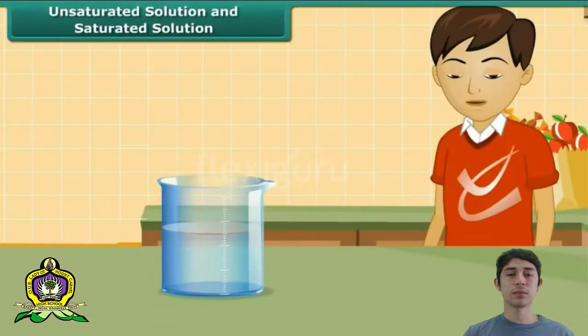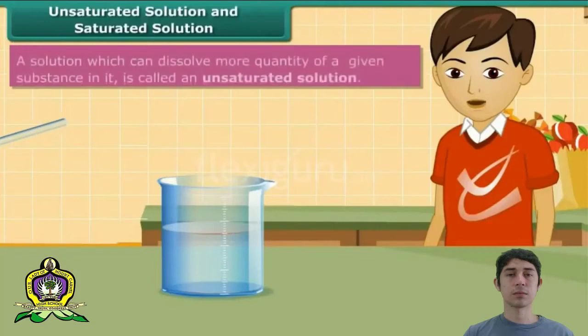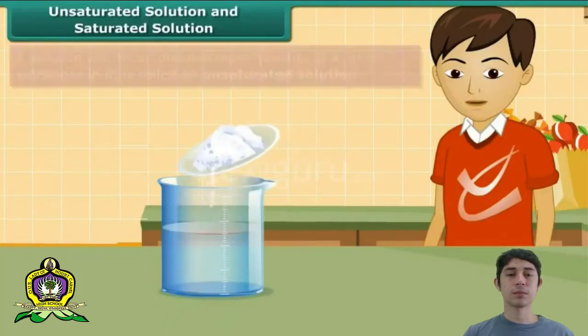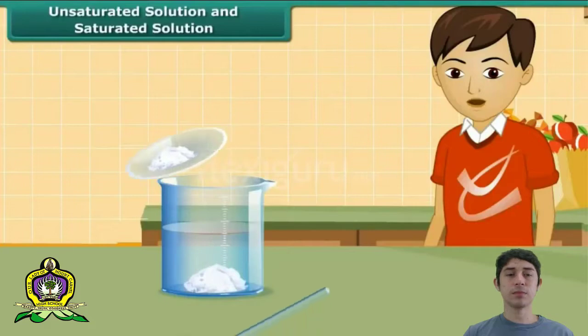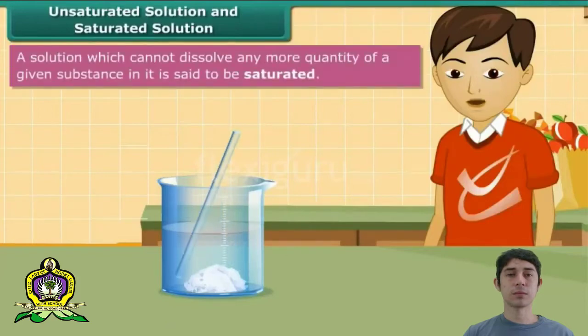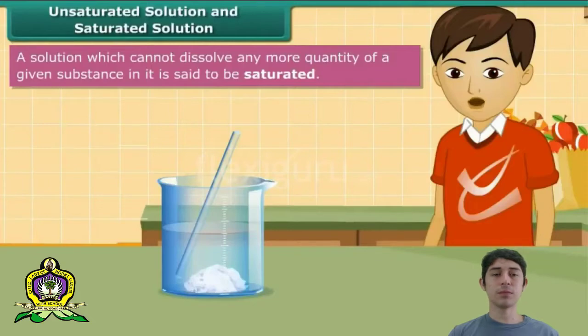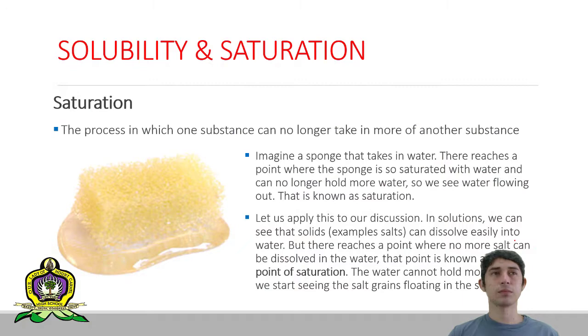Take a beaker and dissolve some amount of salt in it. Go on adding salt to the solution. As long as the salt is dissolved in water, the solution is an unsaturated solution. But a stage will soon come when you will not be able to dissolve more salt in the solution. At this stage, the solution becomes saturated. Thus, a solution is said to be saturated if it cannot dissolve any more quantity of the given substance in it. I will speak a little bit more about saturation later on in the presentation.